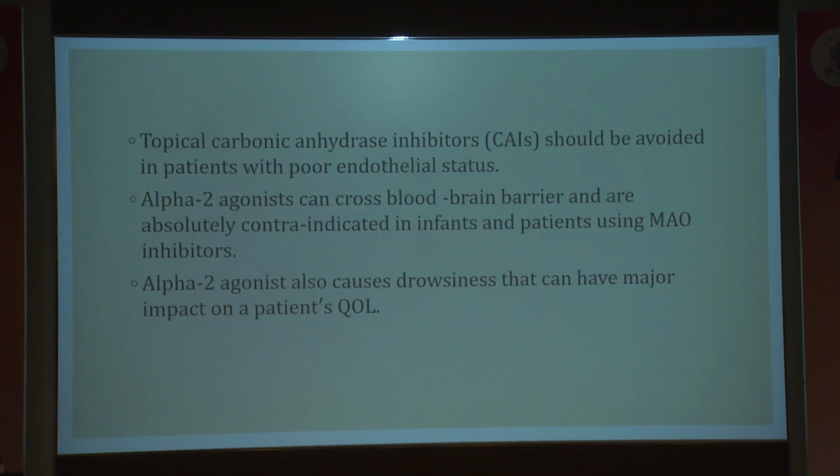Topical carbonic anhydrase inhibitors should be avoided in patients who have a compromised endothelial status. Alpha-2 agonists can cross the blood-brain barrier, so you should typically avoid them in infants. And generally in patients up to 8 years, I don't prefer using an alpha-2 agonist. They can also cause significant somnolence, but this side effect can be reduced by a little bit of NLD occlusion and eye closure.